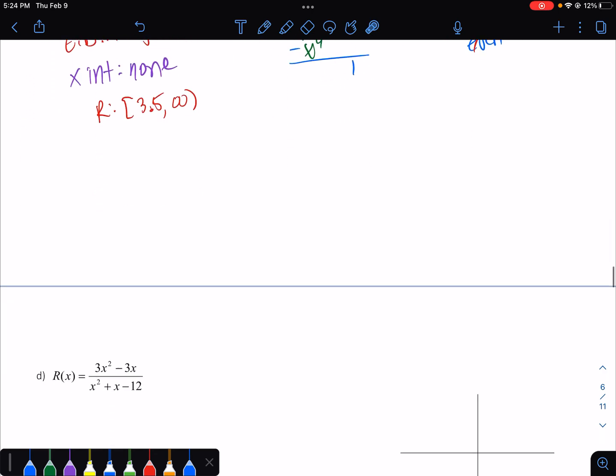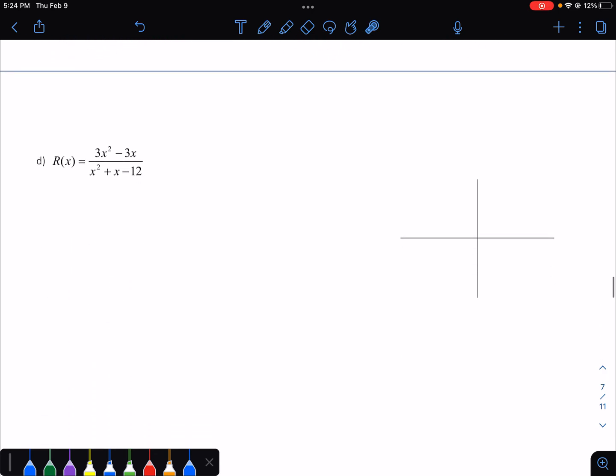Okay. If we look at this next one, we're going to factor the top and bottom. So there's a common 3x on top, so I get an x minus 1. On the bottom, we're trying to multiply to 12, but add to 1. So 4 and 3, the 4 needs to be positive, 3 needs to be negative. I look to see there's no common factor, so I don't need to reduce anything. So the domain is x cannot equal negative 4 and 3.